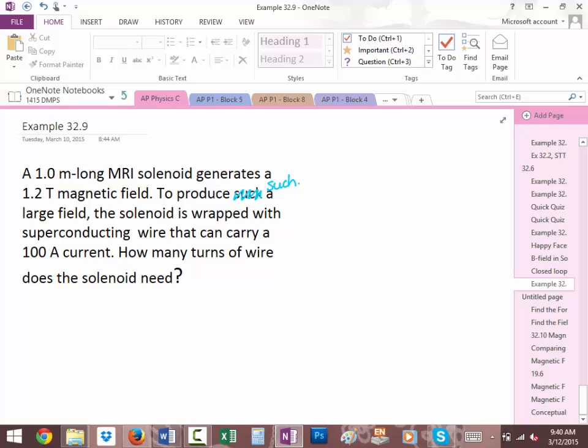What's the constant? 10 to the negative 7 times 4 pi. It's just 1.257 times 10 to the negative 6. Yeah, 4 pi times 10 to the negative 7 is mu naught. Is that what you're asking? Yeah, 4 pi times 10 to the negative 7.